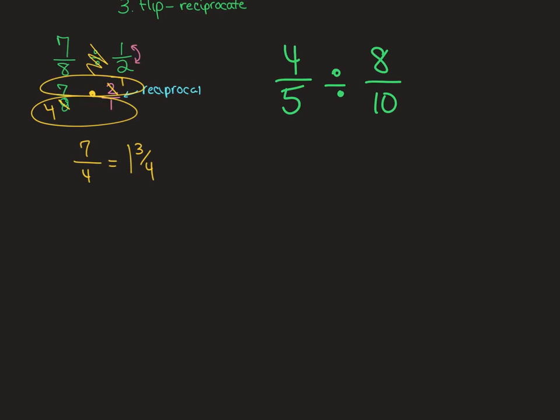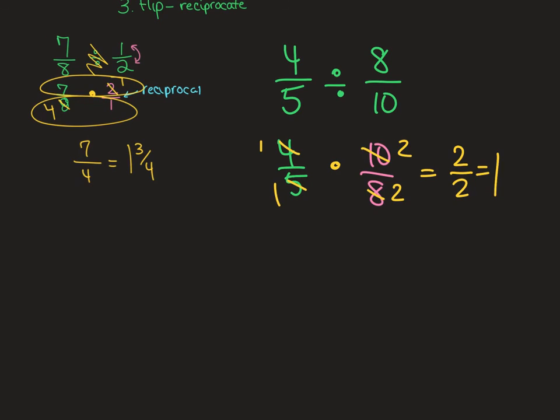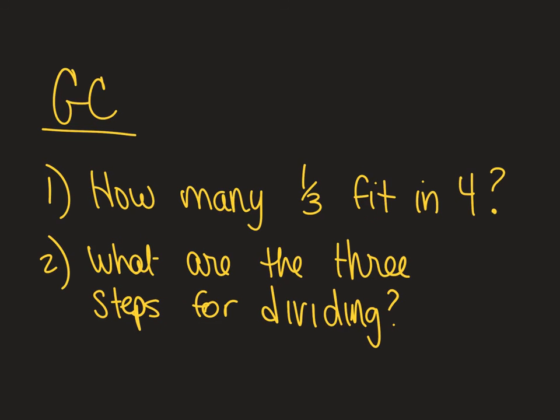All right, you try this one by yourself. 4/5 divided by 8/10. Keep, change, flip. Pause the video, see what you get. When I keep and I change and I flip, I get this math problem. Now I'm ready to cross cancel, simplify diagonally. My final answer was 1. Look at that, 1.